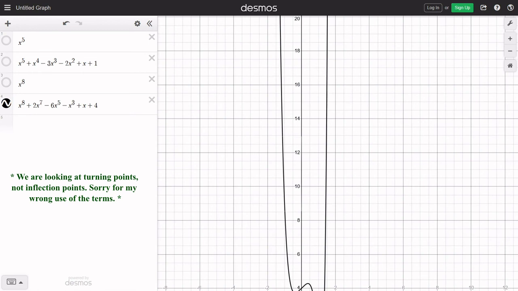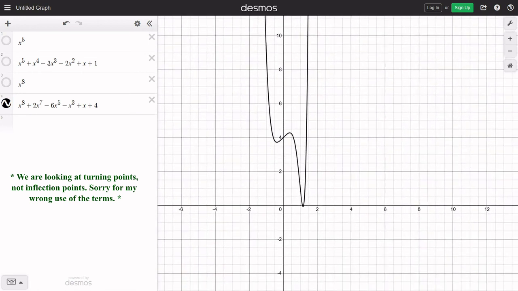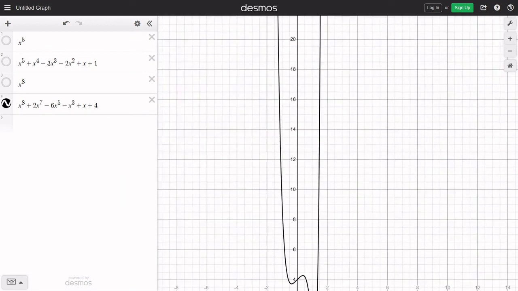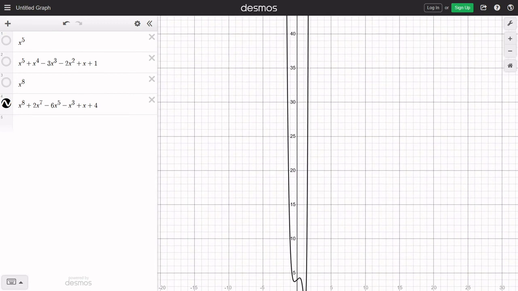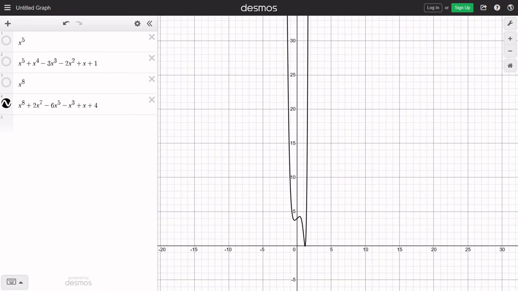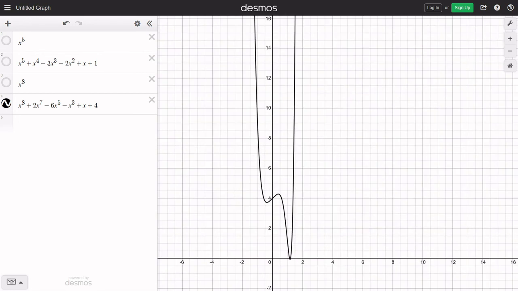This one has, as we're going left to right, going down at this point here, we go up, then we go down at this point, and then we go up at this point. So we have 3 turning points. And the end behavior of this polynomial is still up and up on both sides because it's an even degree polynomial and it has a positive leading coefficient.